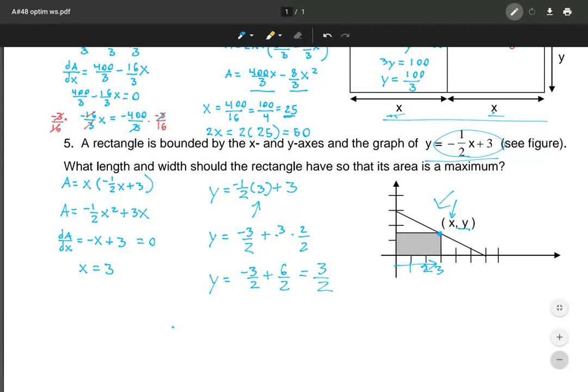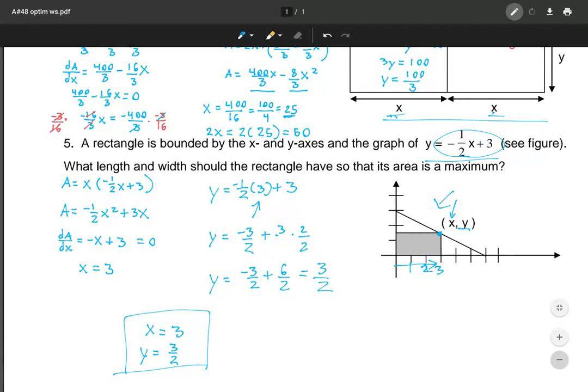Okay, so my dimensions should be 3 by 1.5 or 3/2, which is the same thing.